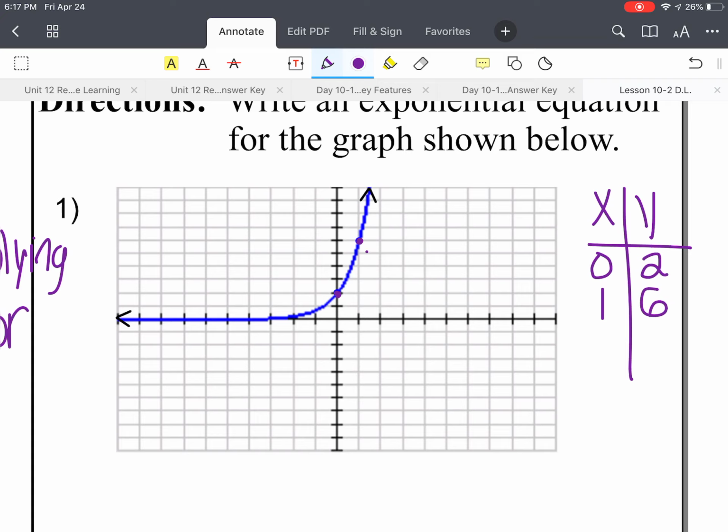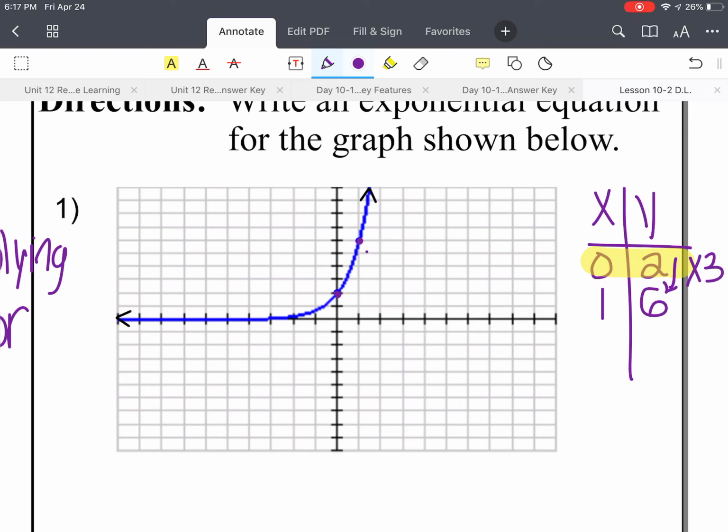So I need 2 things. I need the y-intercept, which actually we have. As long as we know when x is 0, what is y? That's our y-intercept. And we need to know our multiplying factor. What am I multiplying to get from 2 to 6? Okay, I am multiplying by 3.